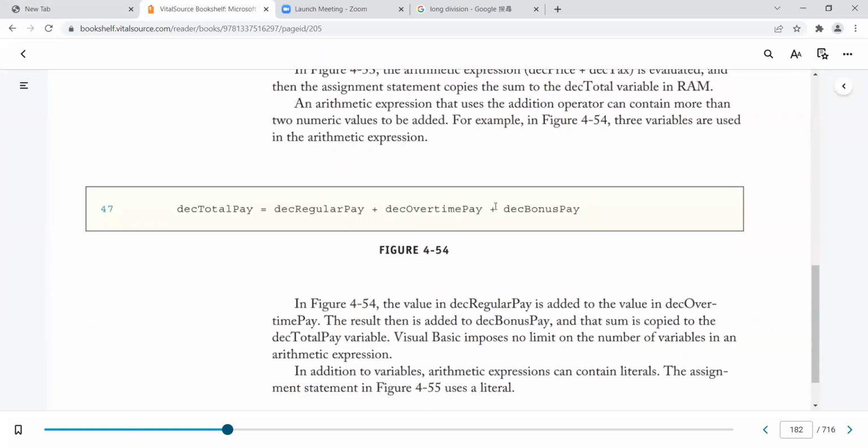Like this, then if you have multiple operations, you do them from left to right. I mean, it's just like regular math. Okay? You perform decimal regular pay plus decimal overtime pay. Then your result plus decimal bonus pay.